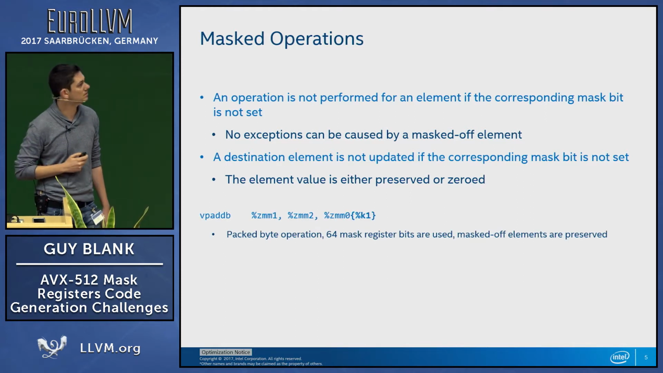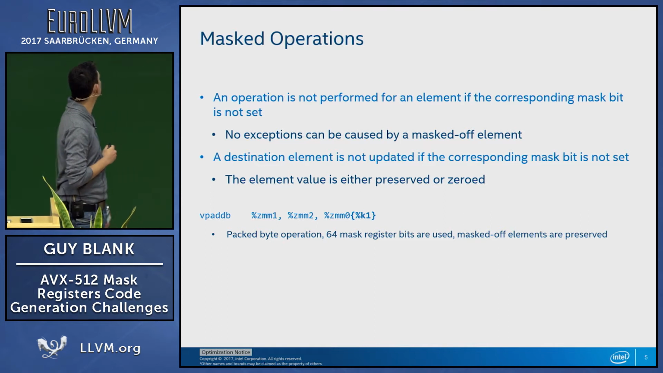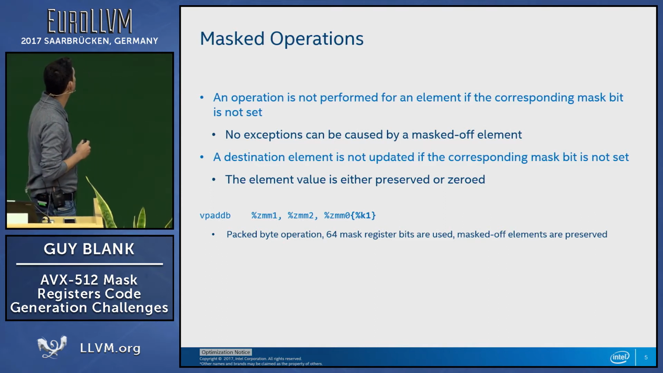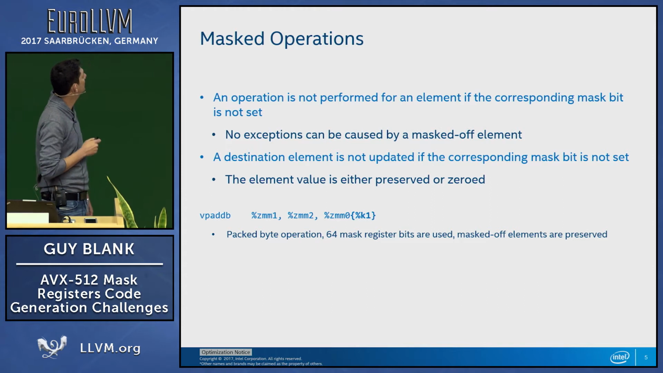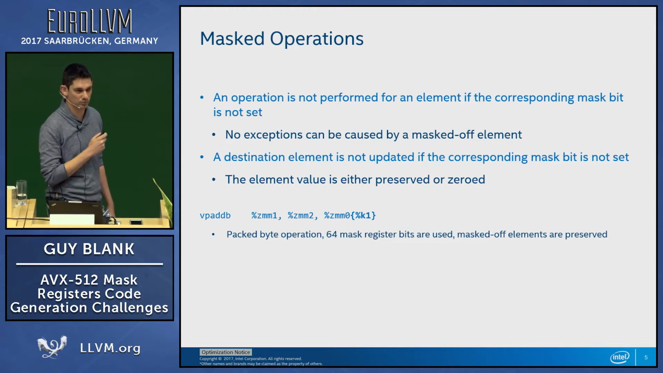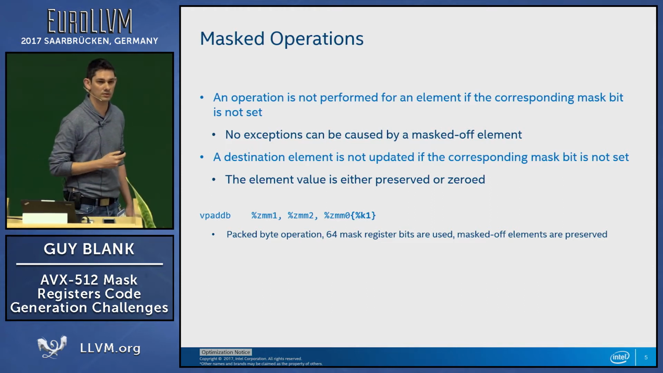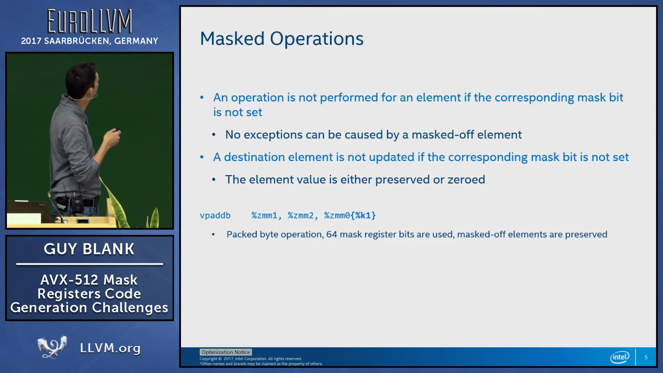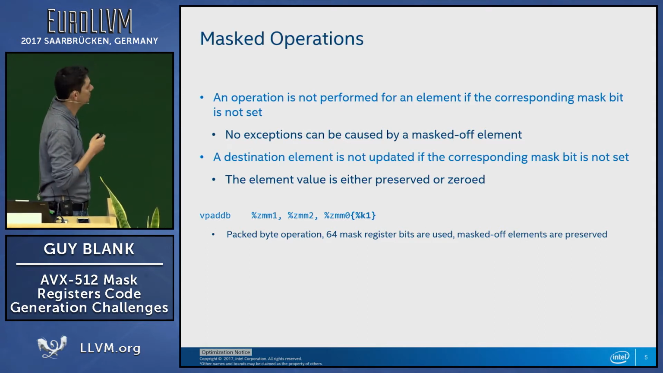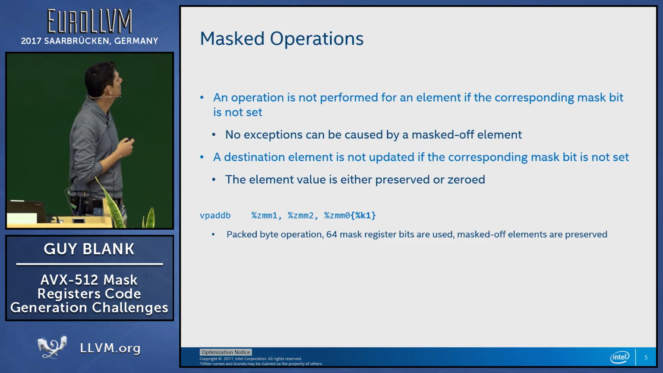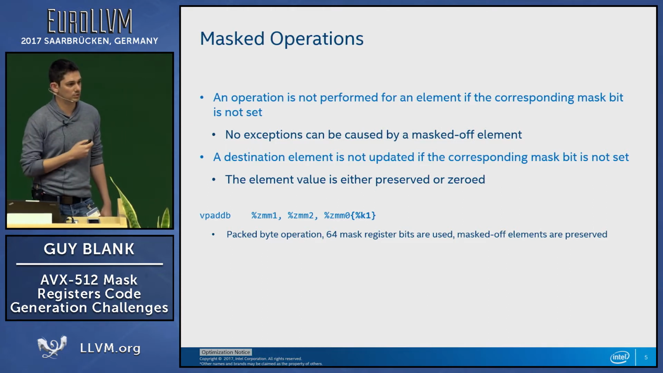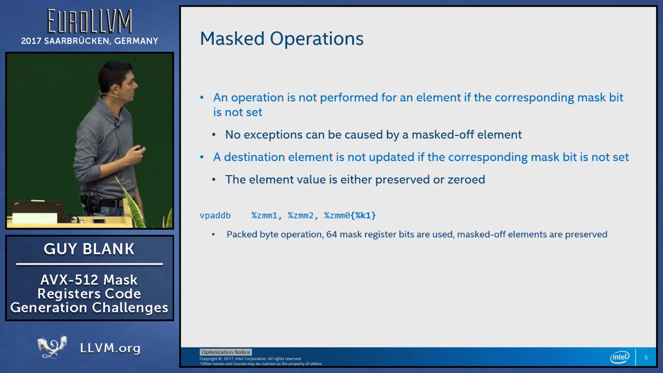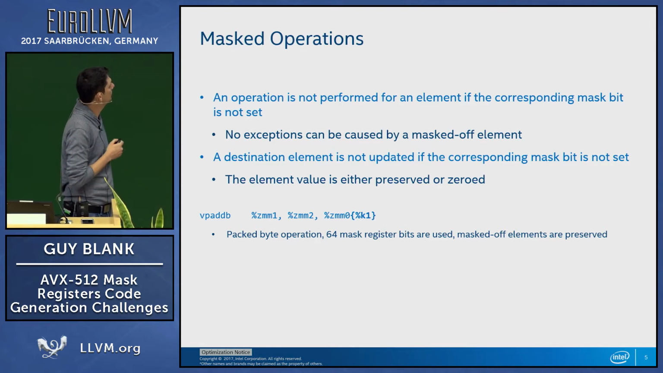For some examples, this is an instruction that does addition byte-wise, as you can see by the B. It adds ZMM1 and ZMM2, and puts the result in ZMM0 under the mask register K1. Now, this is a packed byte operation. So for a ZMM register, which is 64 bytes wide, we will use 64 bits from the mask register. And the masked off elements here are preserved.